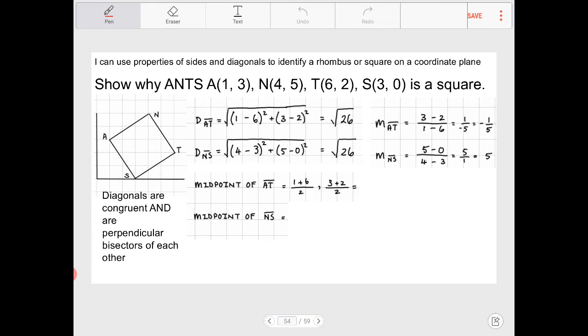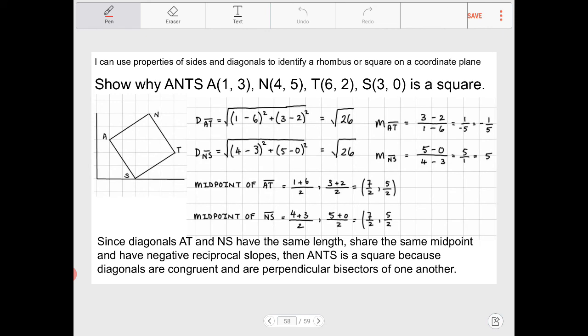midpoint? So the midpoint for the diagonal AT turns out to be 7/2, comma 5 halves, or 3.5 comma 2.5. And then the midpoint for diagonal NS is, in fact, the same thing. So our declaration could be, since diagonals AT and NS have the same length, share the same midpoint, and have negative reciprocal slopes, then ANTS is a square because diagonals are congruent and are perpendicular bisectors of one another.